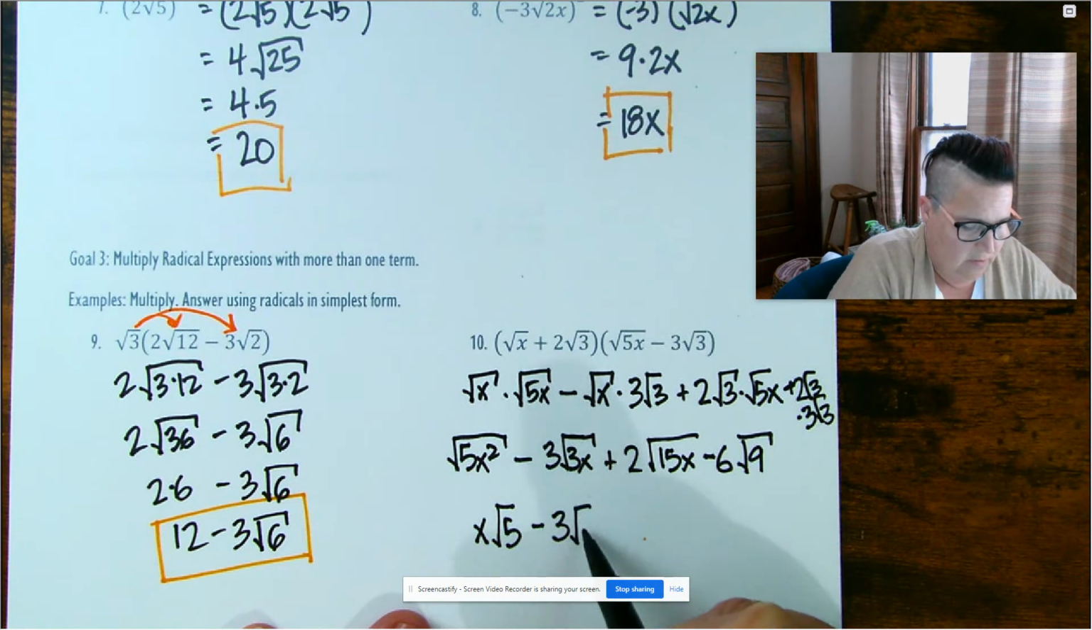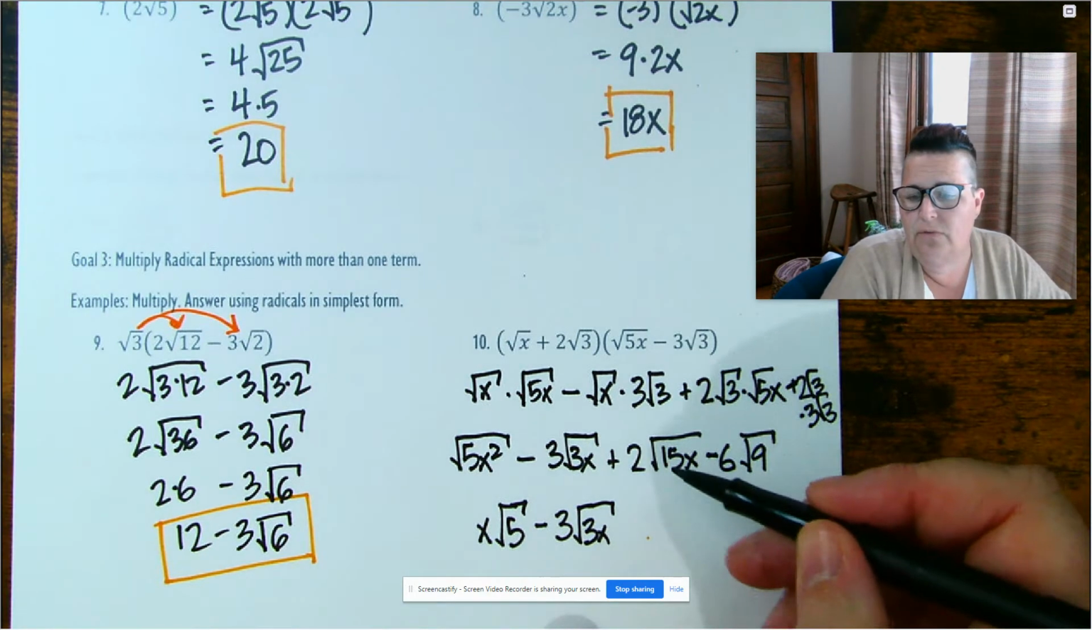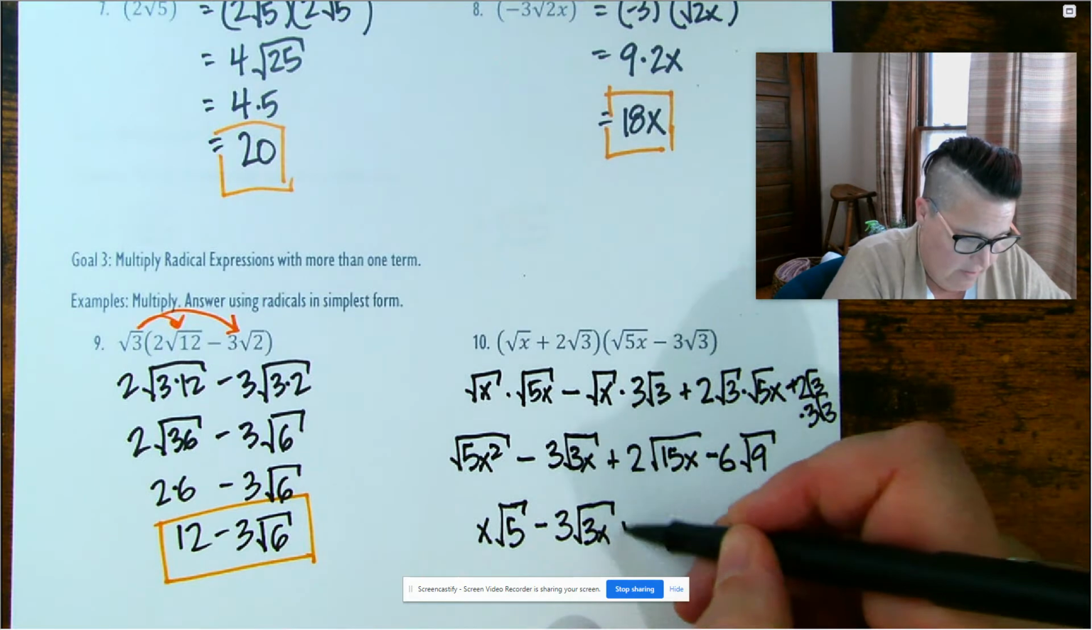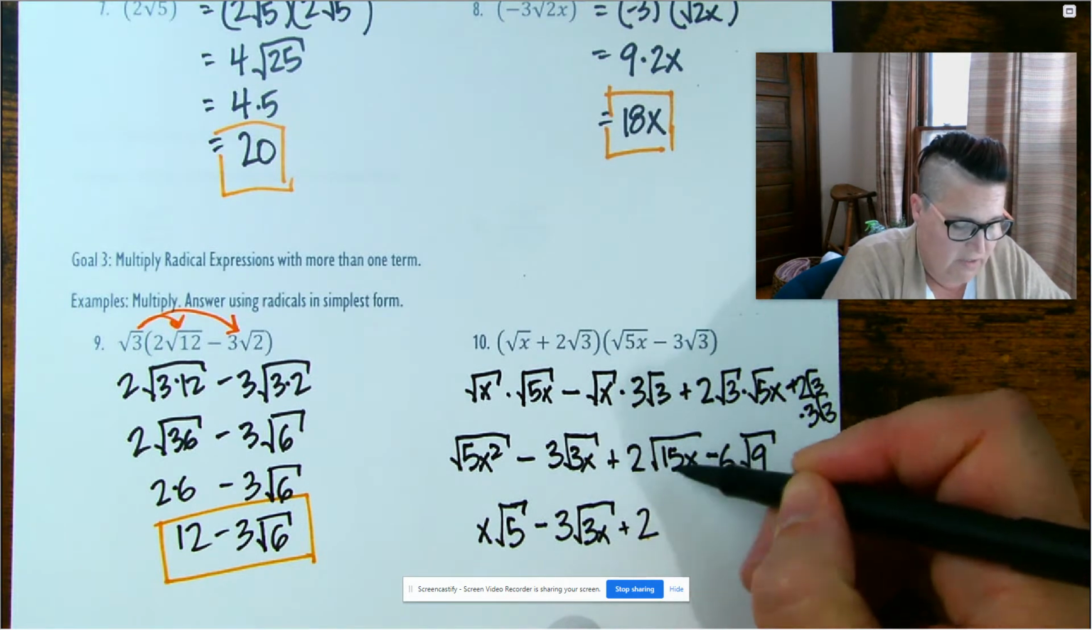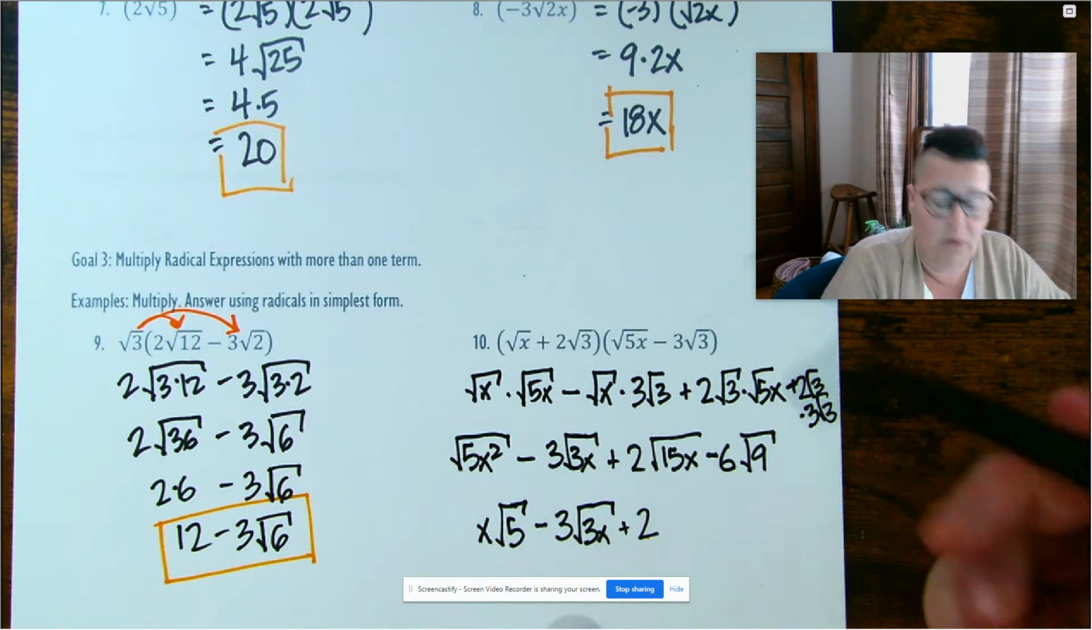Can't do anything there. That's the same. 3 square roots of 3x, going to stay the same. Plus 15x, I can't do anything there. That's not going to be simplified. Plus 15 is just 5 times 3. That no perfect squares there. It's not going to break down.